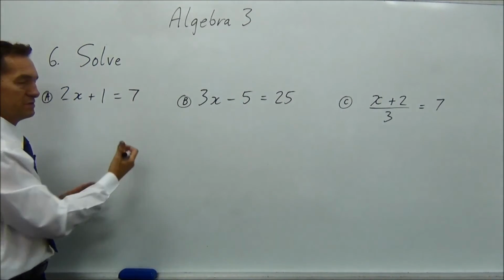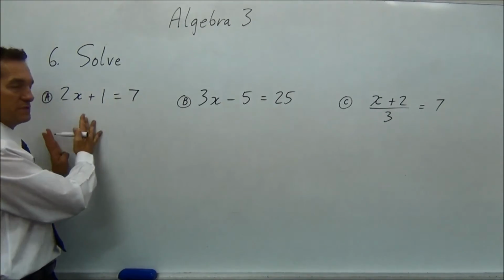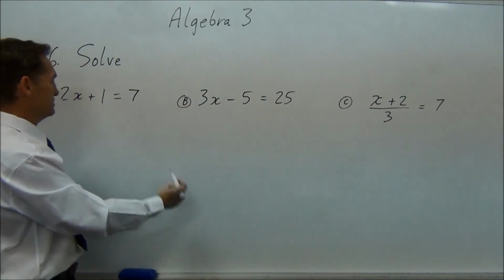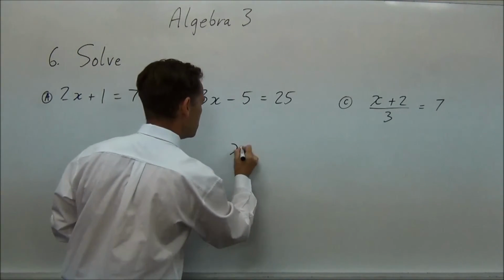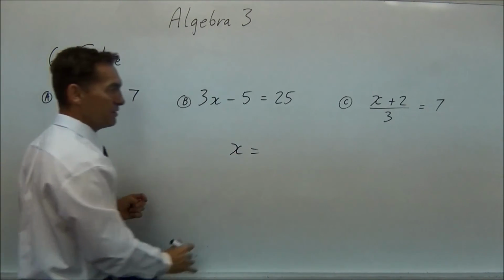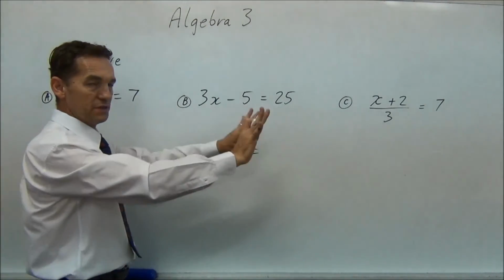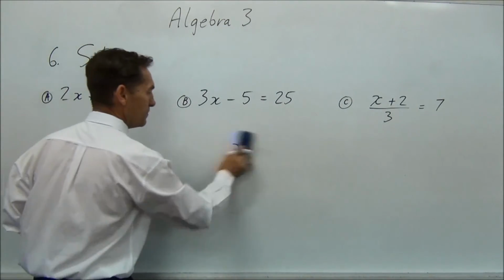2x plus 1 is 7. So to solve that, whatever you do to one side, always do to the other side. So I've got 2x plus 1. What I want for any of them is I want x equals and one number. Okay, so I want x on this side and the number on that side. That's what I want. Okay?